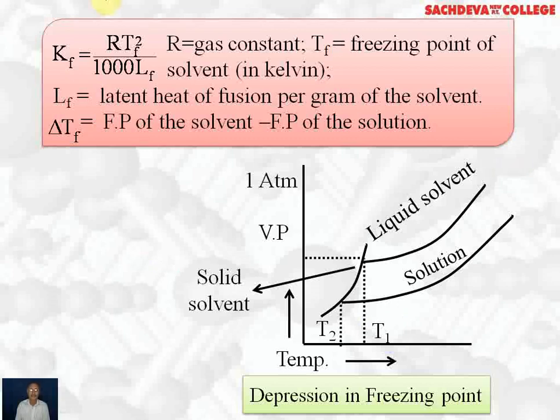That is, the vapor pressure of solid solvent and liquid solvent become equal. Now when non-volatile solute is added, then we get solution and its vapor pressure decreases. Now at temperature T2, the vapor pressure of solid solvent and solution will become equal. That is, there is depression in freezing point, and this depression in freezing point will depend upon molality of solution.